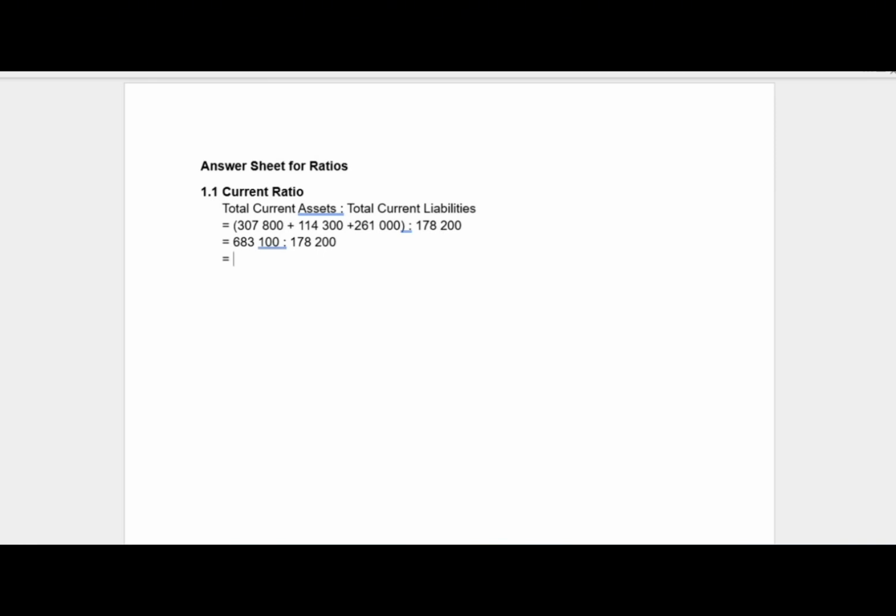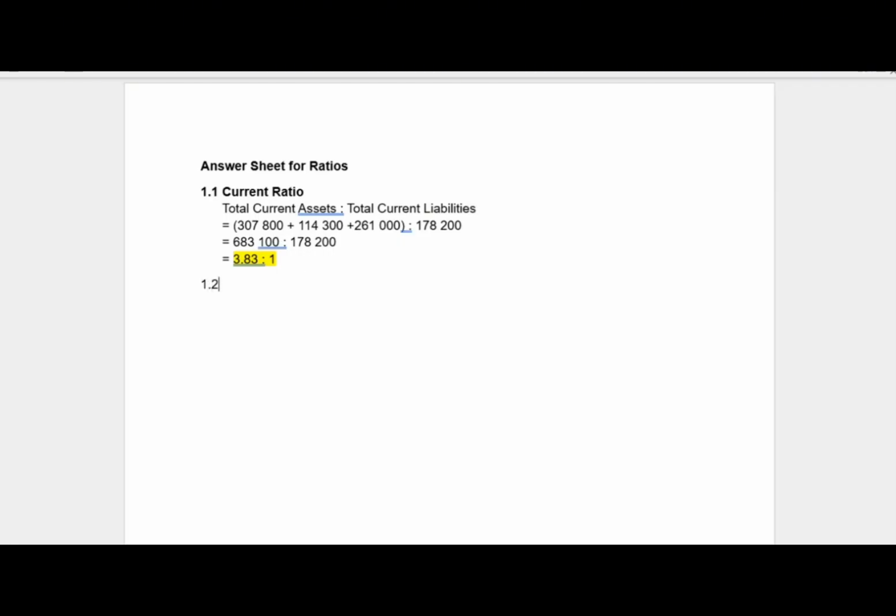Our final calculation right there is going to be 683,100 divided by 178,200, and I'm getting 3.83 is to 1. That is your ratio right there. All right, and then we are done with calculating current ratio. We can go to the next ratio.